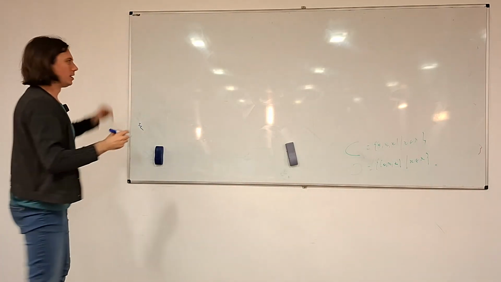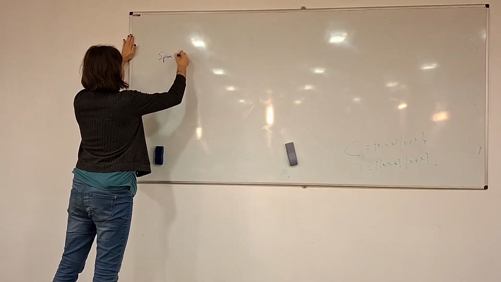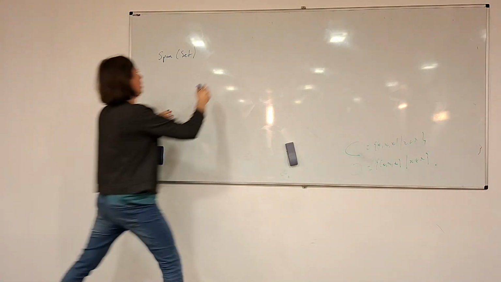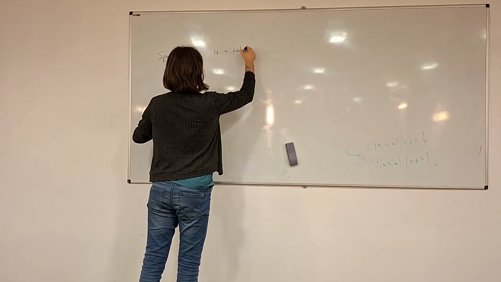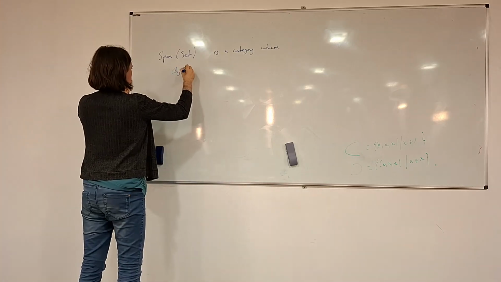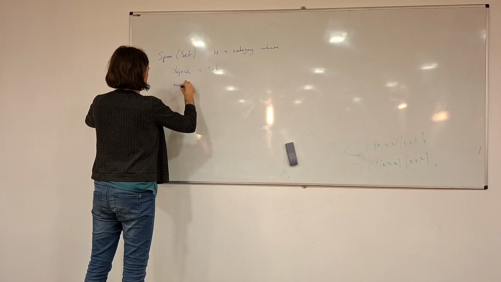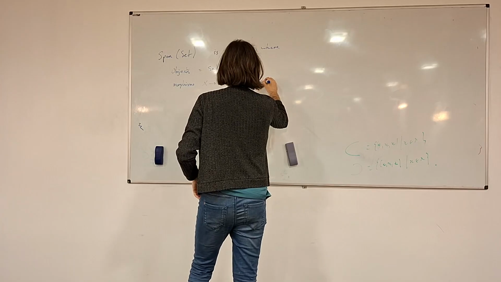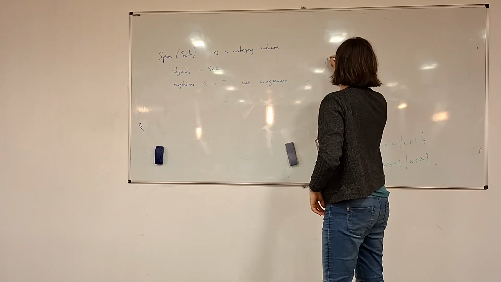Okay. So Span Set is a category that you might not have seen before. It's a category where objects are sets and morphisms x to y are diagrams x, y, a.